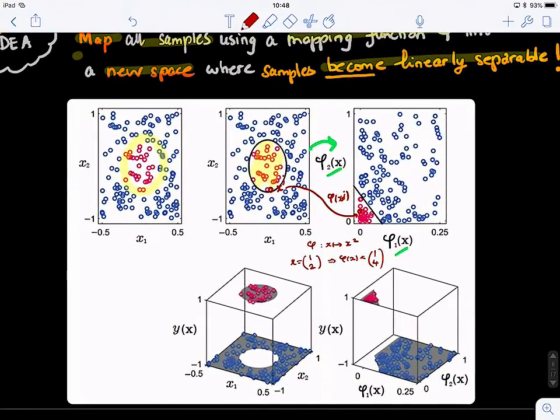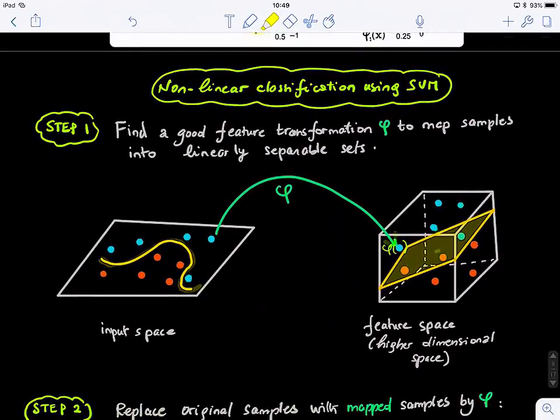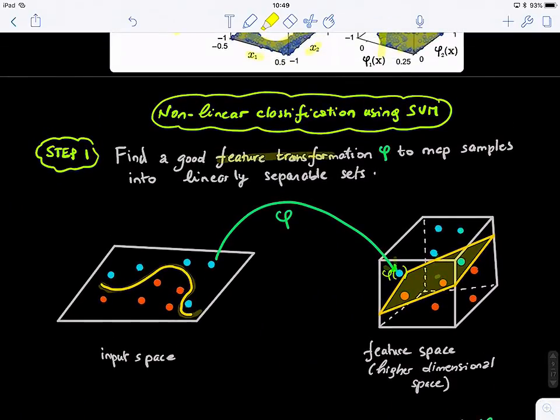Look here, we plotted the transformed features, phi 1 of x, phi 2 of x, of the original features in the original space. And in these second plots, we plotted the features against the labels. You can see that here they're not very separable by a line, but here it's more clear because they gather together, so they're easily separable. So how do we do that? The first step is to find a good feature transformation phi to map samples into linearly separable sets.